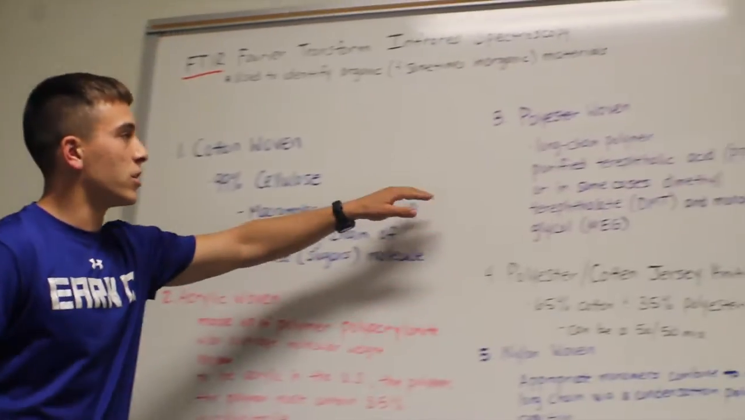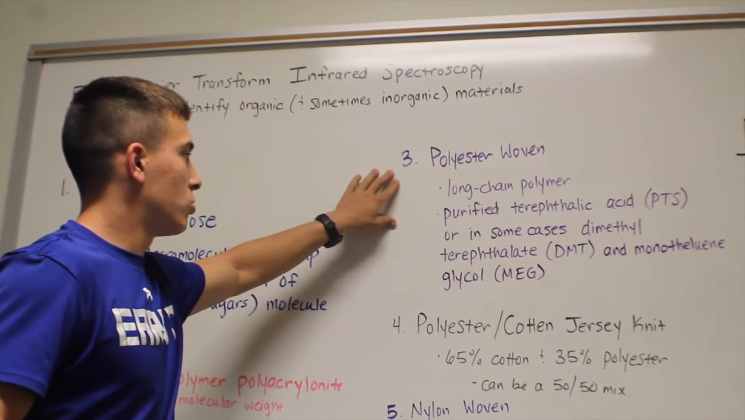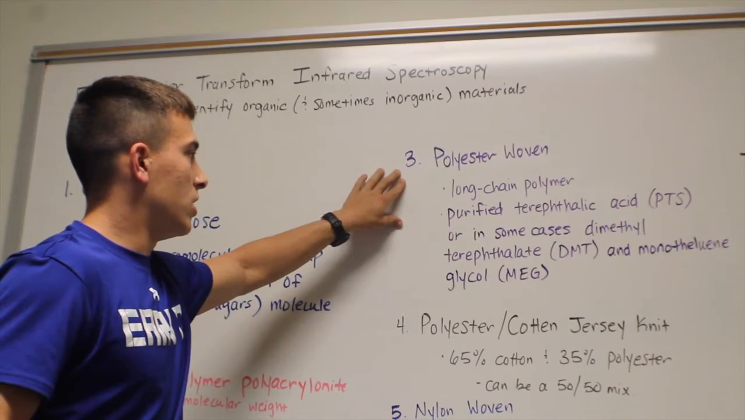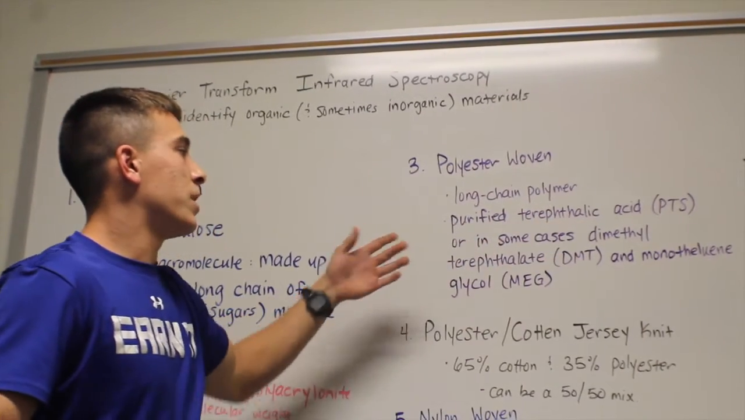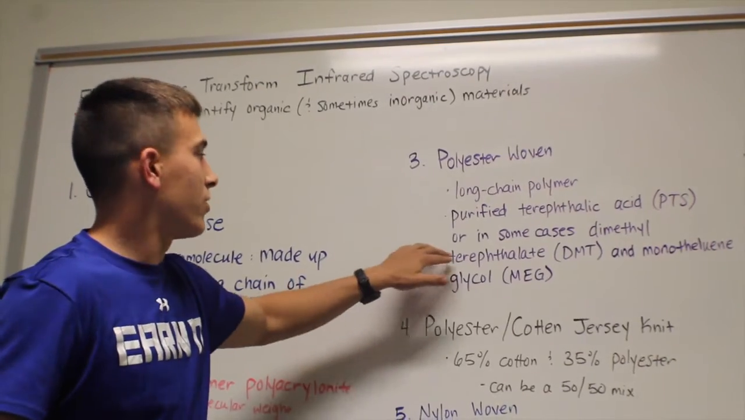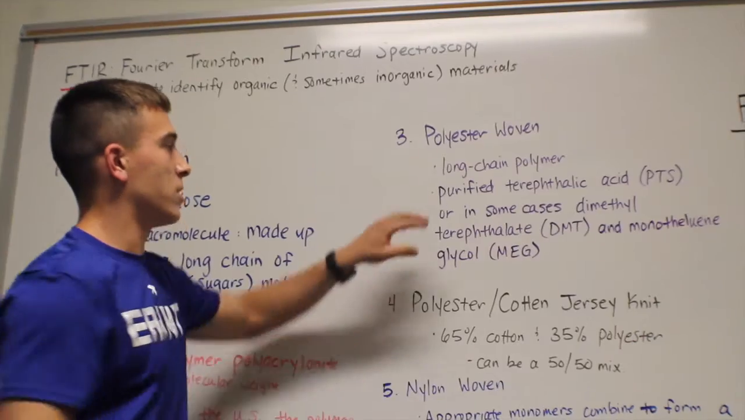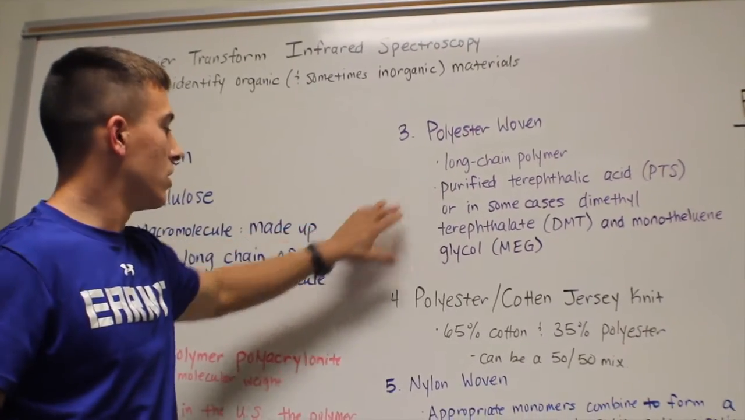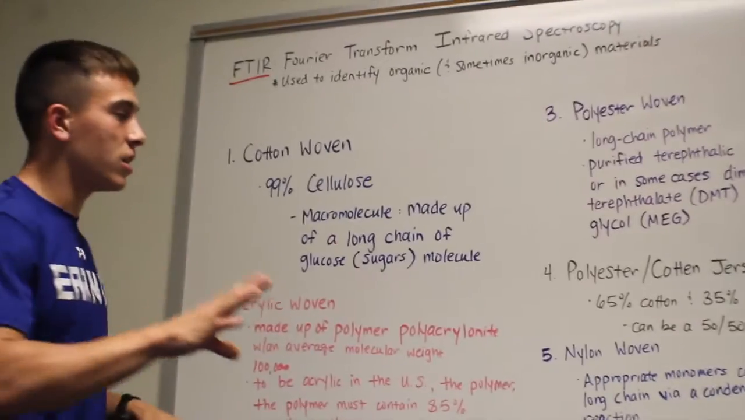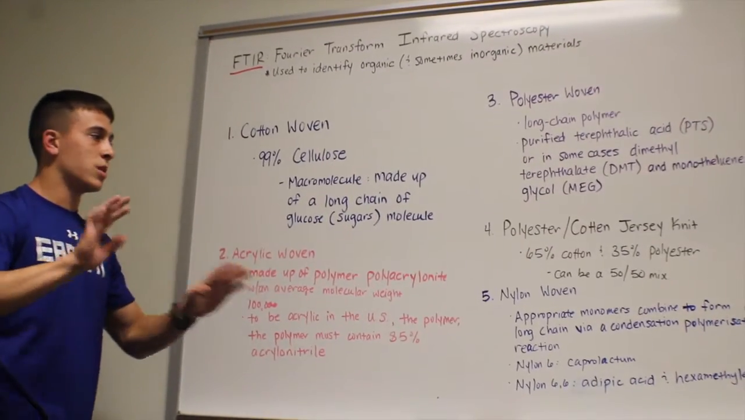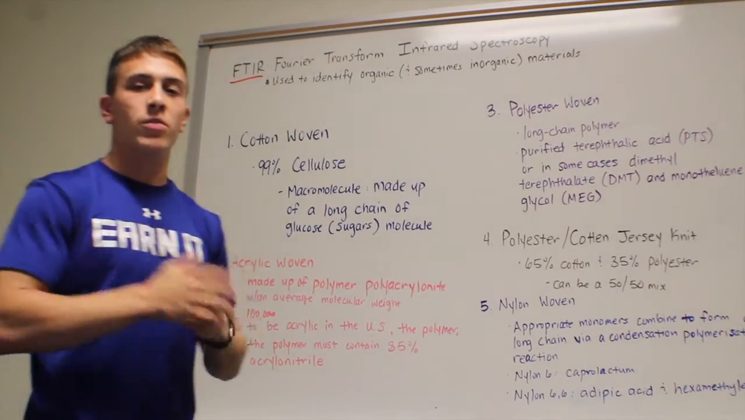Our third test was polyester woven. It is a long chain polymer made from purified terephthalic acid, PTA, or in some cases dimethyl terephthalate, DMT, and then monoethylene glycol. So those are the compounds that make up polyester woven. Polyester cotton jersey knit shares the compounds of both polyester and cotton, and usually it's around 65% polyester to 35% cotton, but it can also range to 50-50.